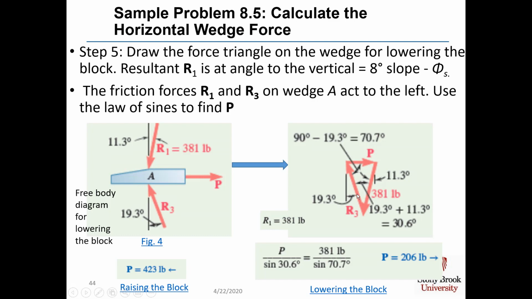And this angle between P and R3 then becomes 90 minus 19.3 degrees, which is 70.7 degrees. And then this angle between R1, which is 381 pounds, and R3 is you add the 19.3 degrees and the 11.3 degrees to get the relative angle between those two forces. That's 30.6 degrees. We use our law of sines here in the lower right, and we find that P is equal to 206 pounds, which is less than half the force of 423 pounds that it took to raise the block.